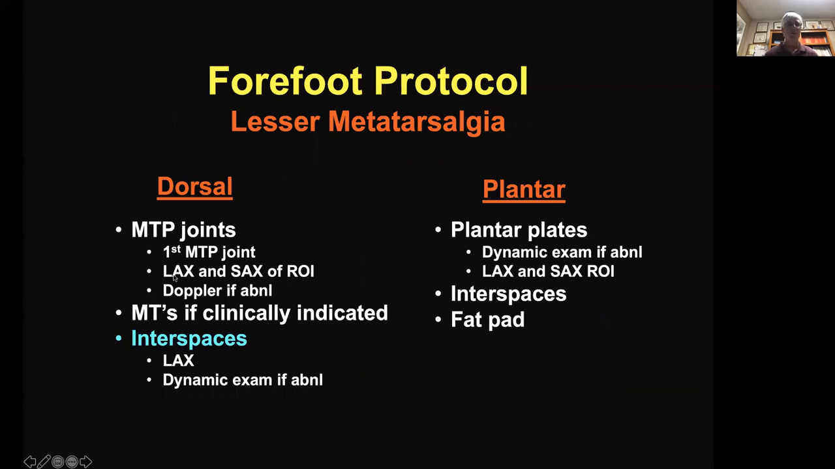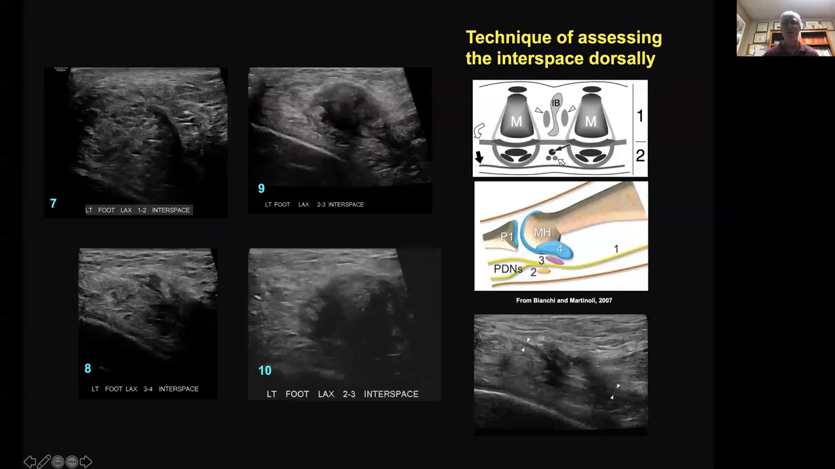All right, so we've looked at the joints, and we're going to go to the inner spaces dorsally. I look both dorsally and plantarly. If you're doing a fair amount of forefoot work, you want to be proficient at looking at the inner spaces both dorsally and plantarly. I look at the inner spaces dorsally in the long axis, and if abnormal, I do a dynamic image.